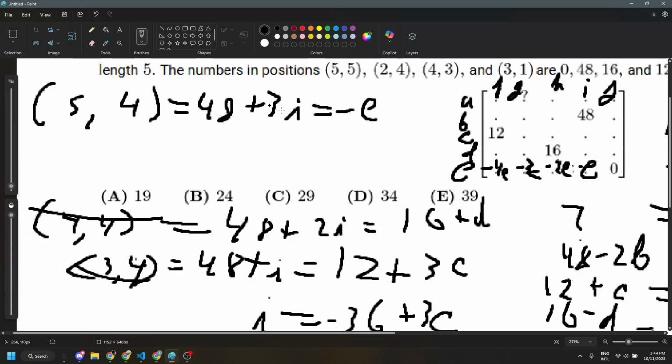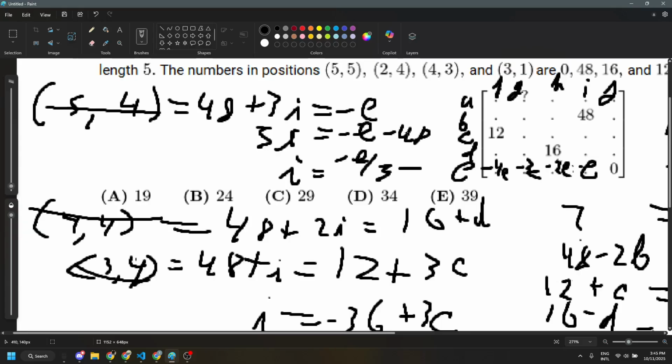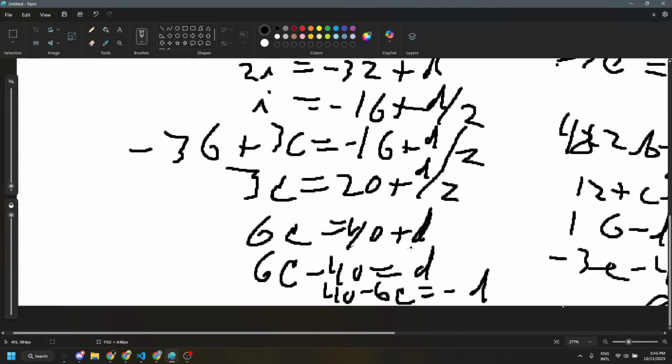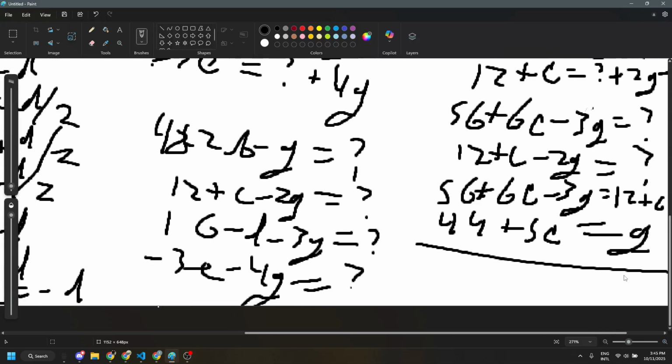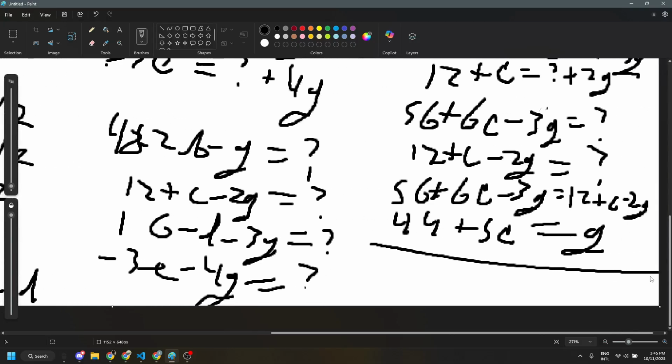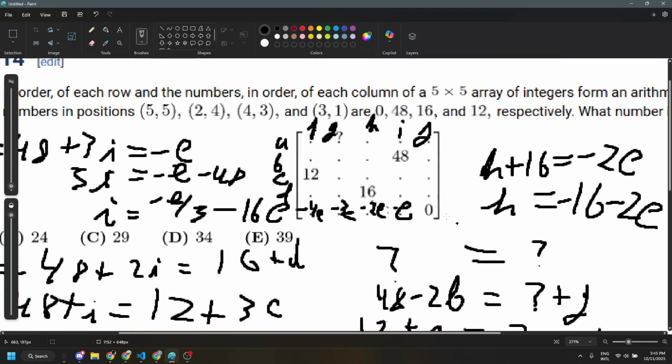Okay, simplifying for I, and then just crossing at this side, we get 3i is equal to negative e minus 48. So that gives us I is equal to negative e over 3 minus 16. Now we need to use the second equation for c and g.